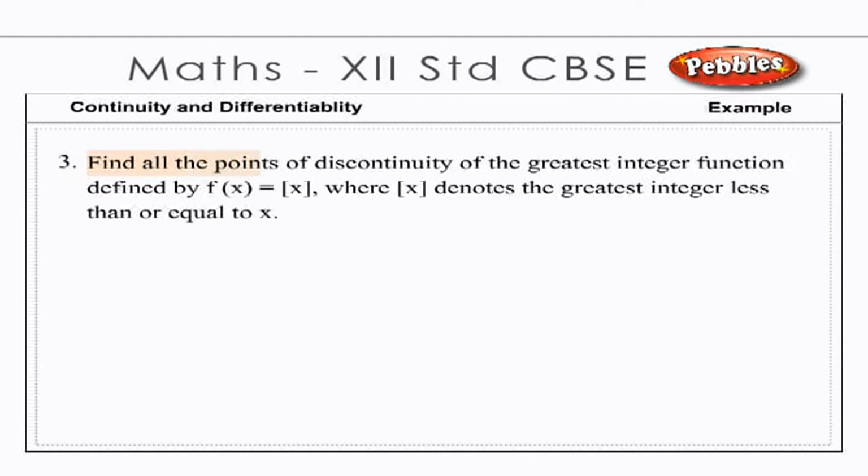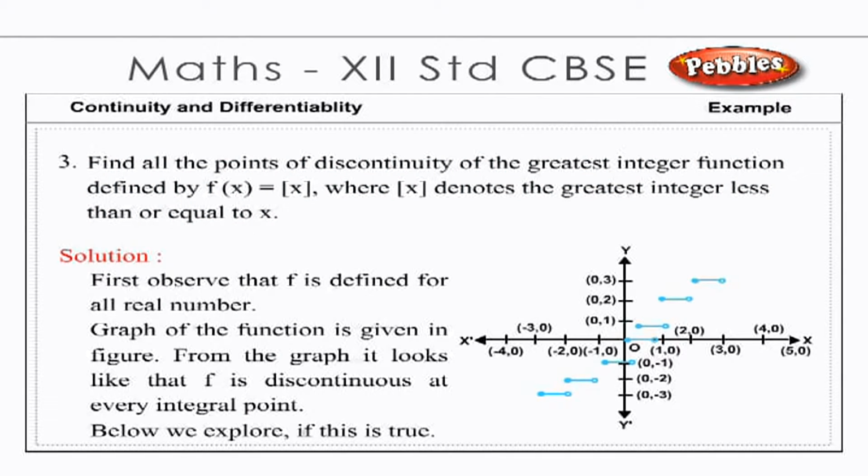Example: find all the points of discontinuity of the greatest integer function defined by f(x) = [x], where [x] denotes the greatest integer less than or equal to x. Solution. First, observe that f is defined for all real numbers. The graph of the function is given in the figure. From the graph, it looks like f is discontinuous at every integral point. Below we explore if this is true.